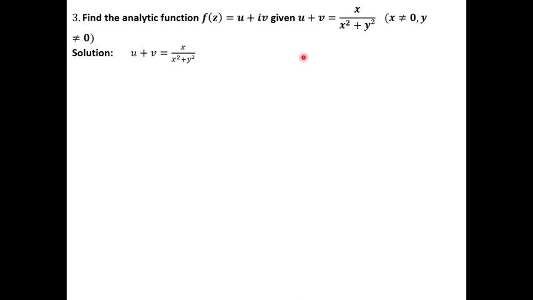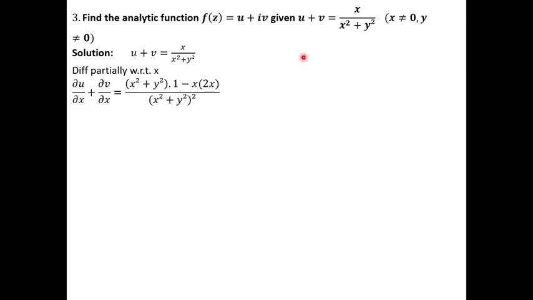Let us consider the given function. What is the given function? u plus v is equal to x divided by x square plus y square. Then what is the next step? We apply differentiation. Differentiate partially with respect to x and also with respect to y. First we differentiate with respect to x.